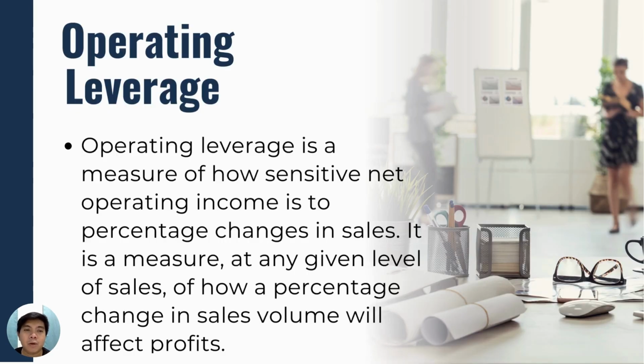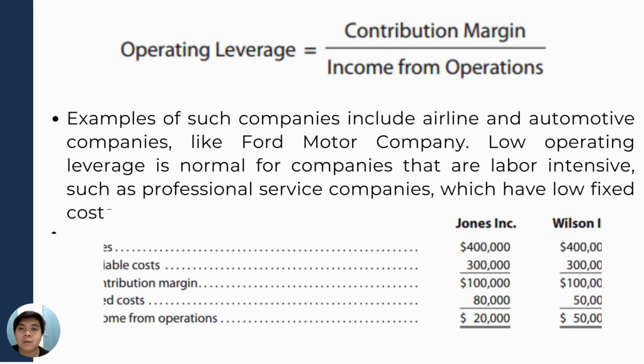Next is operating leverage. What is operating leverage? It is a measure of how sensitive net operating income is to percentage changes in sales. It is a measure, at any given level of sales, of how a percentage change in sales volume will affect profits. The learning objective for this is to compute the degree of operating leverage at a particular level of sales and explain how it can be used to predict changes in net operating income.